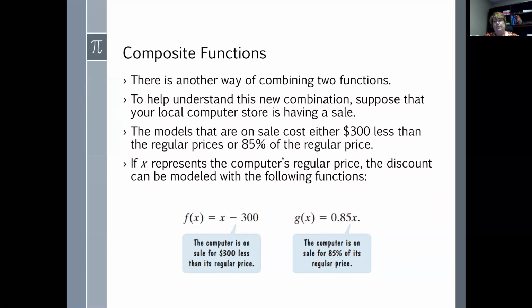The second function represents paying 85% of the original cost. So again, the input is the original cost of the computer, and the output would be the sale price. So g of x we could write as 0.85x. So if you had a $1,000 computer, the input would be $1,000, the sale price would be $850.